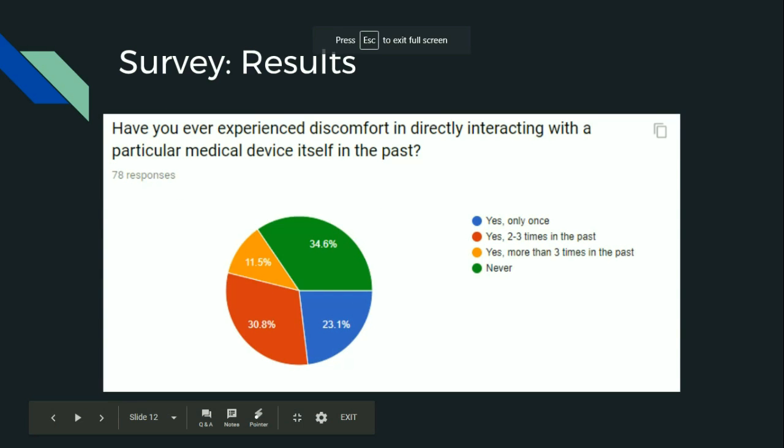So the next question is asking if the patient has ever experienced discomfort in directly interacting with a particular medical device. What this means is when they're in the environment or in the position of having that direct interaction with the medical device, if they've ever felt uncomfortable in that instance. And more than 50% said that at least once they have felt this discomfort, having to make motions with their body in order to help that interaction with the device deemed uncomfortable for them.